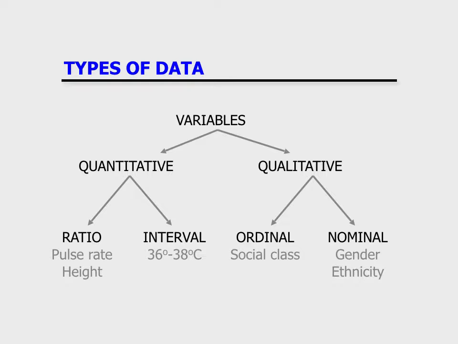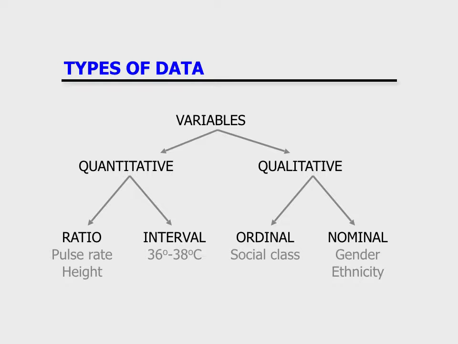In terms of quantitative variables, there are two types. There's ratio and interval. Ratio being things like pulse rate, height. Interval explaining more of a range, in this case temperature. And on the qualitative side of the variables, there are two kinds. There's the ordinal and the nominal. The ordinal, defining social class would be a good example, and the nominal, something defining gender or ethnicity.